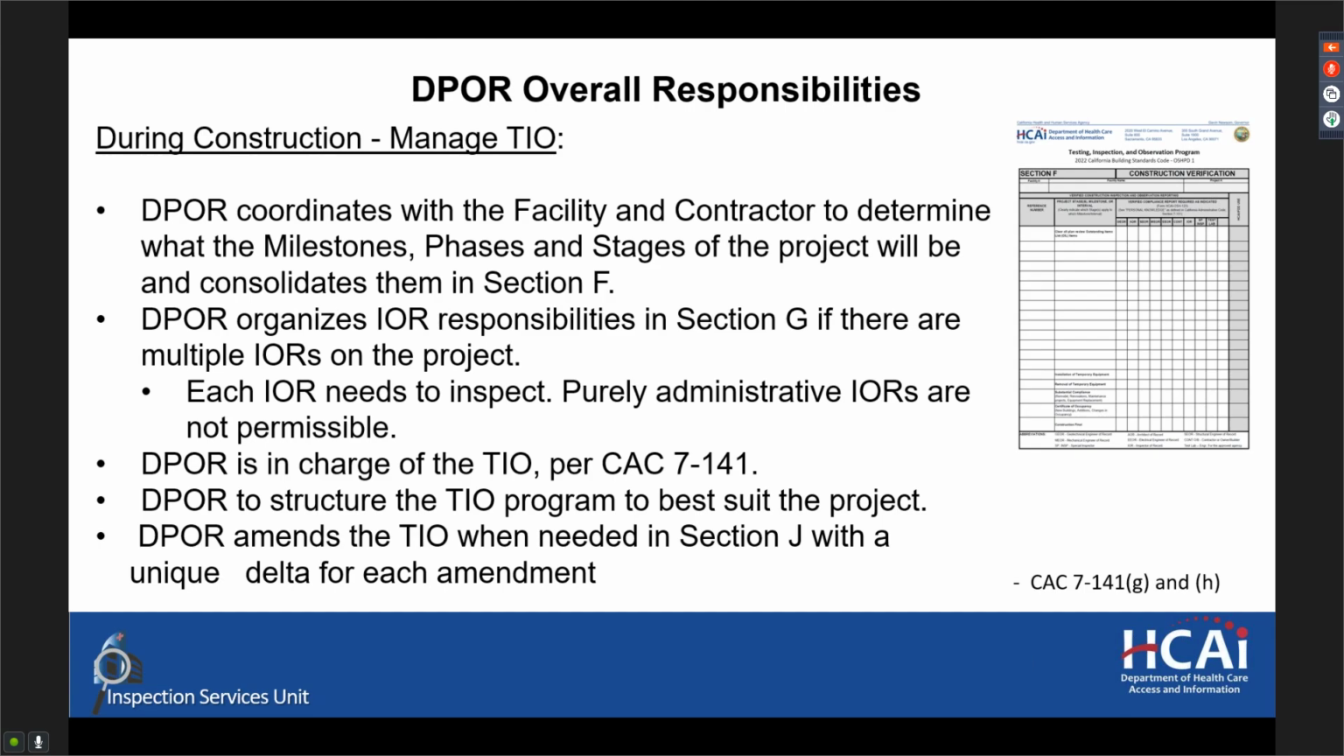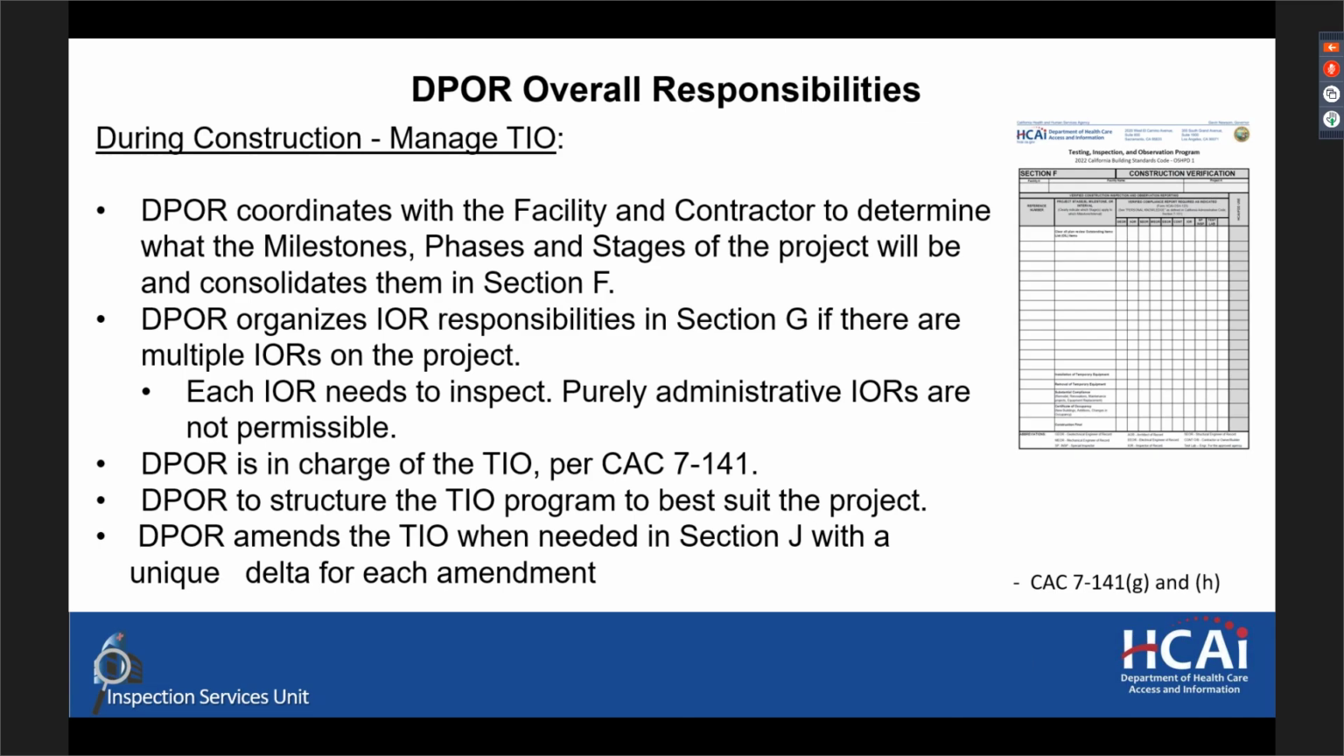So to recap, the DPOR is in charge of the TIO per California Administrative Code section 7-141. The DPOR should be structuring the TIO program to best suit the project. And the TIO can be amended throughout construction by the DPOR as needed if the needs of the project change, if an inspection or test needs to be added or eliminated because of project scope changes.